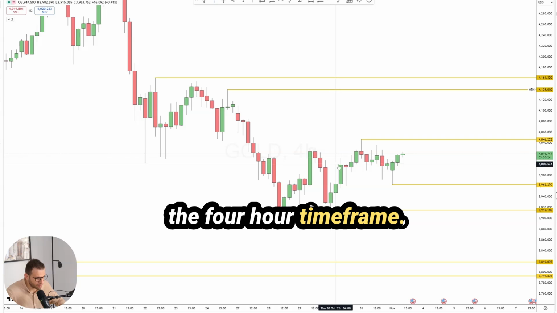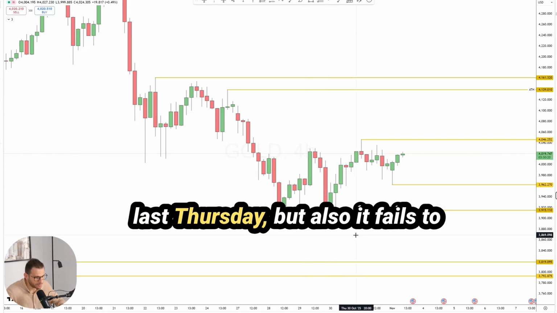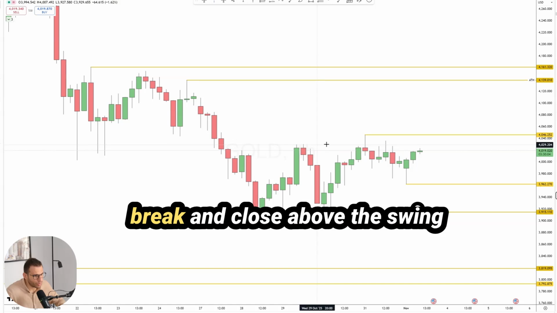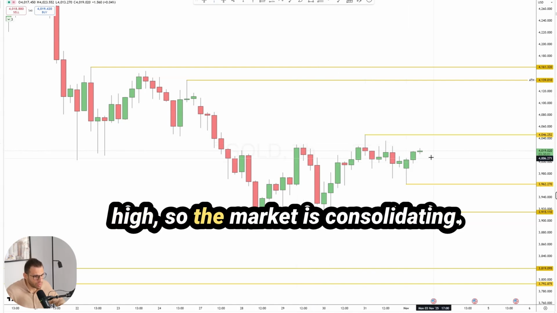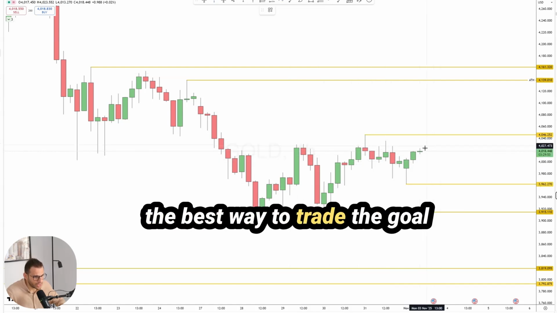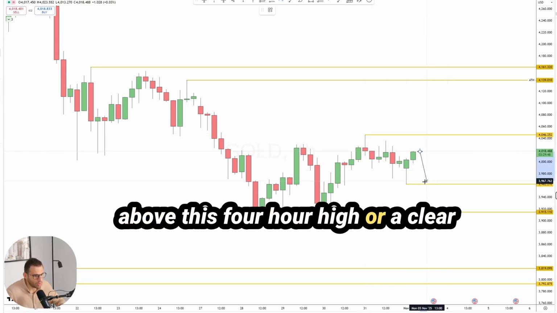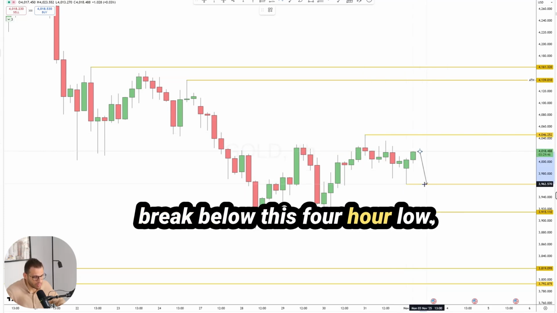This is the chart of gold. On the 4-hour time frame, the price failed to make lower lows last Thursday, but also it failed to break and close above this swing high. So the market is consolidating within this area. The best way to trade gold now is to wait for a clear break above this 4-hour high or a clear break below this 4-hour low.